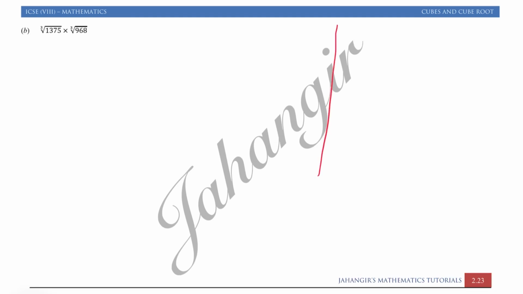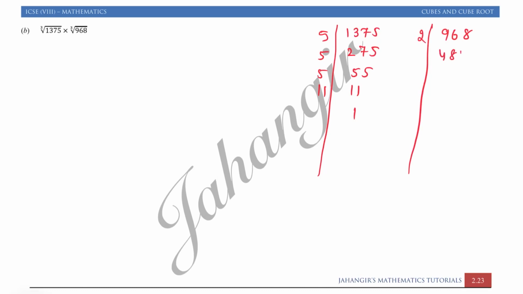In the same way, we will find the prime factors of 1375. 3 4s are 12, 3 we cannot use. No, we cannot use 3. We will use 5. 5 2s are 10, 5 7s are 35, 5 5s are 25, 5 5s are 25, 5 5 11s are 55, 11 1s are 11. Then 968: 2 484, 2 242, 2 121, 11 11s are 121, 11 1s are 11.